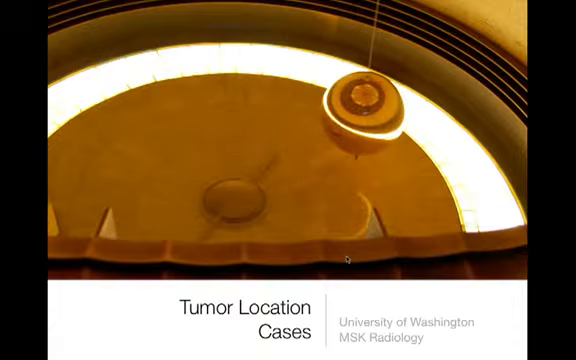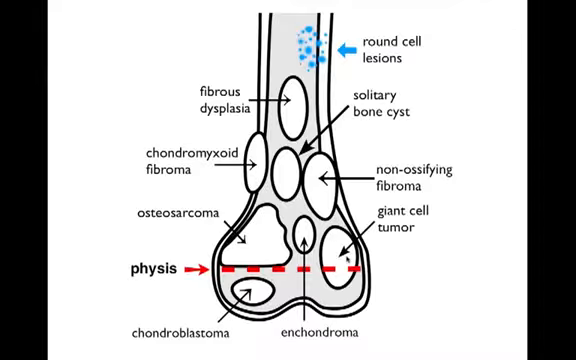All right, we're just going to go over some cases now and practice describing the lesions and trying to figure out what kind of tumor they could be. This is just a cartoon which will remind us of some of the more common bone tumors and where they like to occur. So earlier we talked about chondroblastomas, which were epiphyseal located lesions. So here we can see on the cartoon, here's a chondroblastoma in its typical location in the epiphysis.